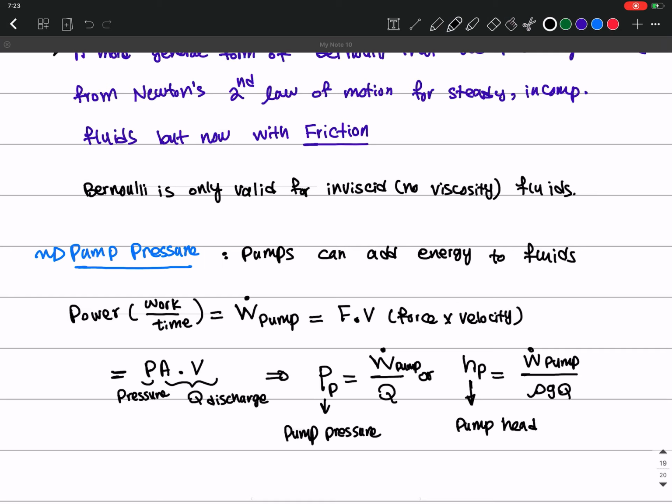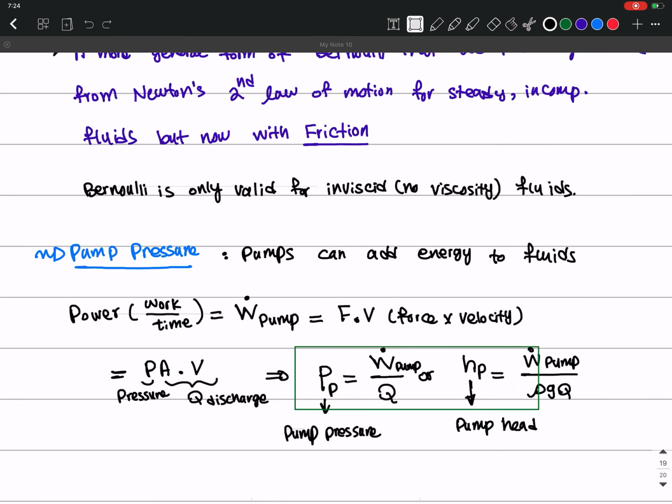Okay, so in some problems, they might ask you, what is the required pump head, for example, to take water from one place to another place. So what do we mean by pump head? It is just this. They might give you the power of the pump, which is W dot, right? And then they want you to calculate the pump head, which is going to be this, or they might ask you to calculate the pump pressure, which is going to be this, right? So these are two important formulas for pump pressure and pump head, which you need to remember.